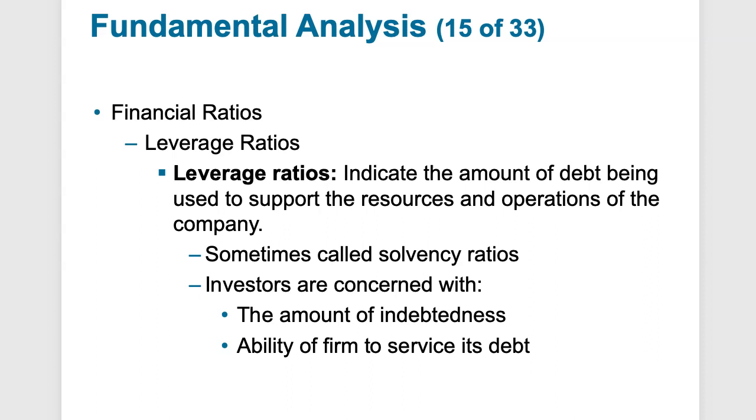So a leverage ratio is measuring the debt a company is bringing on. It makes sense for companies like Chipotle Mexican Grill to borrow some money to greatly expand while they have a hot commodity, while they have a restaurant that has some buzz and interest in it. Now, we sometimes call these solvency ratios, and what we're concerned about is how much debt a company is taking on and its ability to pay for that debt.